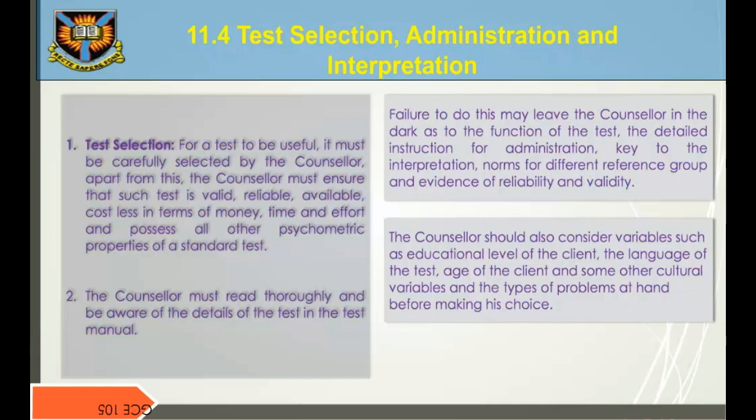The counselor should also consider variables such as educational level of the client, the language of the test, age of the client, and some other cultural variables, and the types of problems at hand before making his choice.